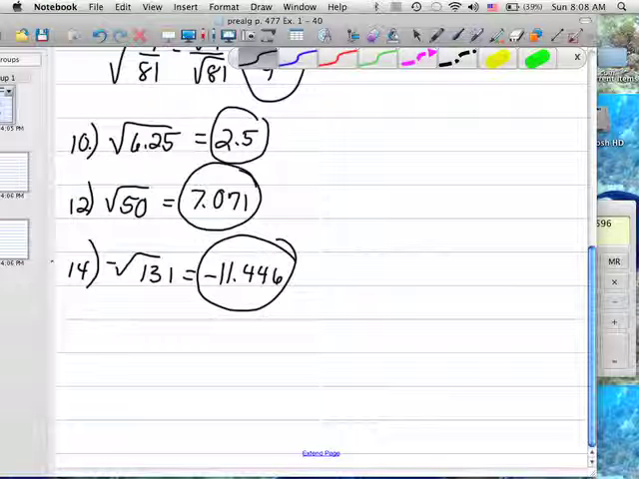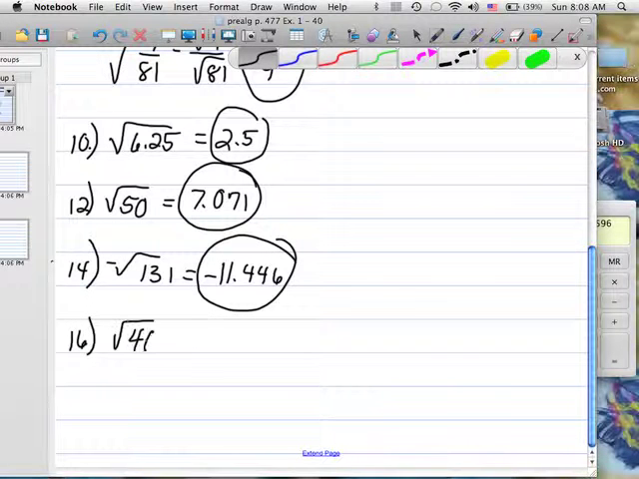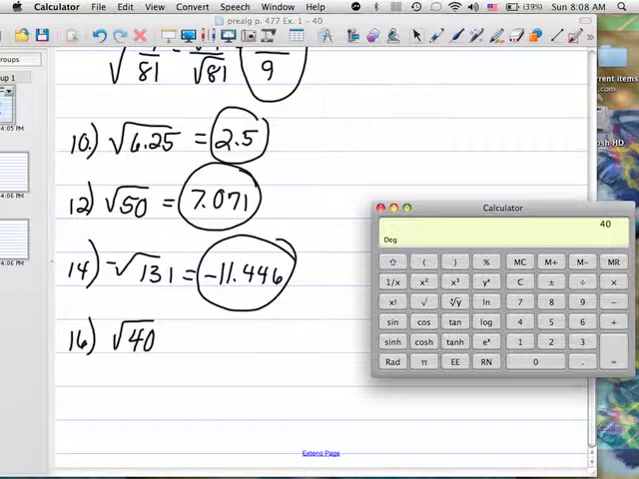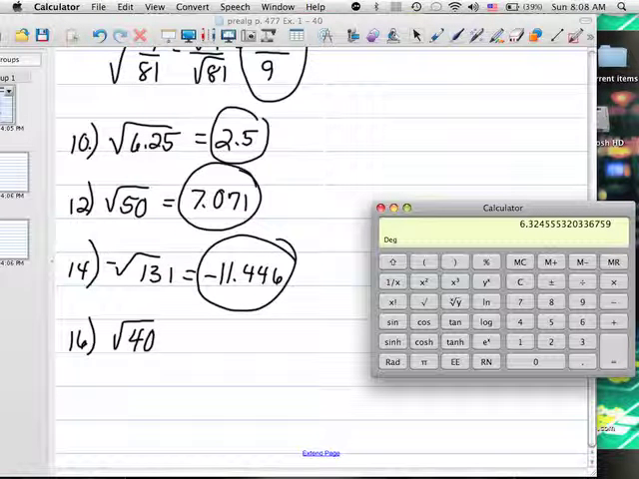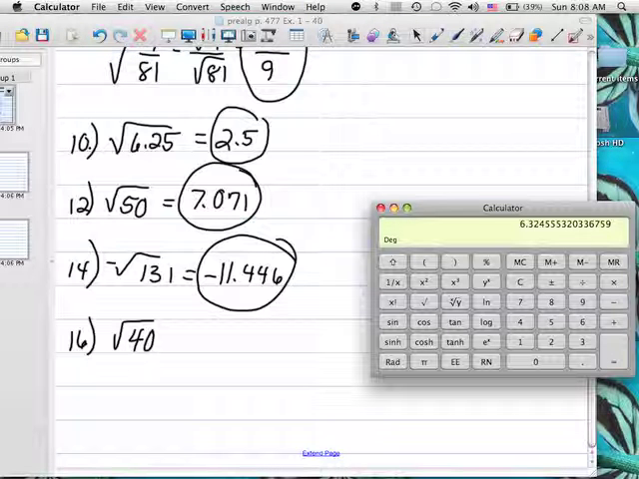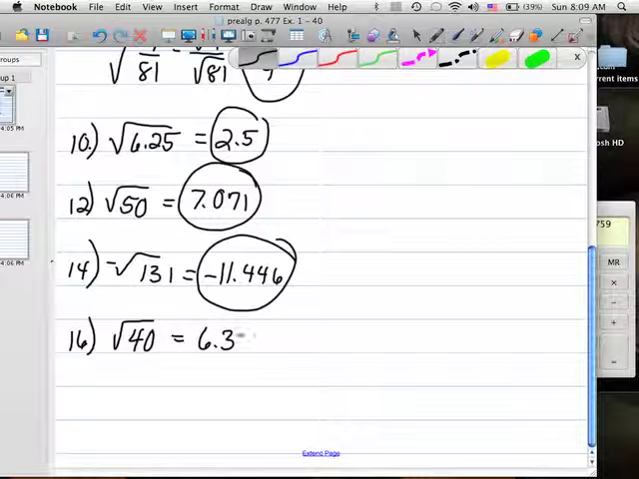Numbers 15 through 22, find the exact square root if possible, otherwise approximate the square root to the nearest thousandth. Number 16, the square root of 40. That is not a perfect square, so enter 40 into your calculator, the square root key. To the nearest thousandth, there's the 4 in the thousandths place. The 5 will make it go up to a 5. So our answer will be 6.325.